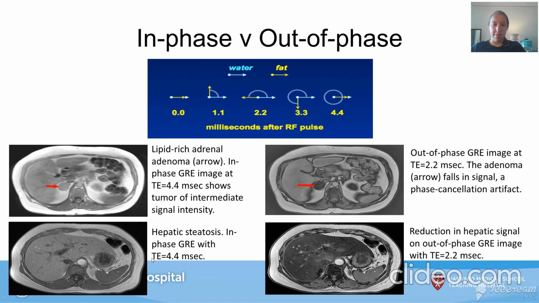Then at the bottom here you have the hepatic steatosis. So in this image here, that's when they're in phase. This is a gradient echo at a TE of 4.4 milliseconds. And you can see the hepatic steatosis here. This is the liver, and this is the lesion right here. Then if you go over here to the same patient, just imaged at a different time, at 2.2, you cannot see the lesion here. So it does make a difference what time you image this patient.